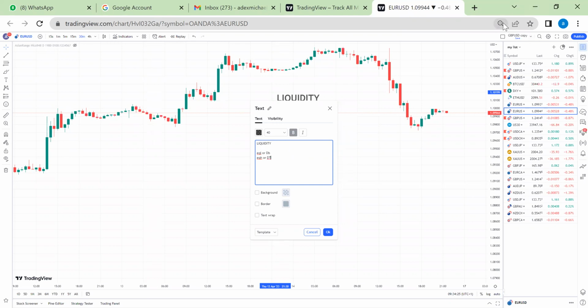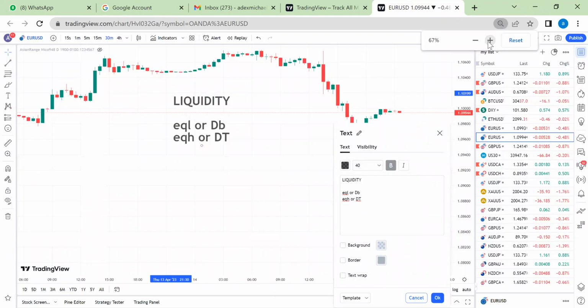This is very small. Let me increase it a bit. Yeah, I think it's better like this.